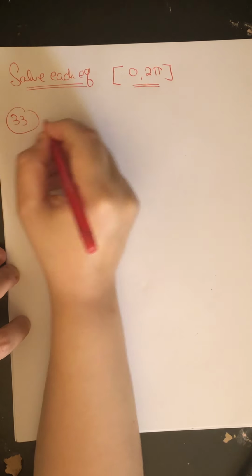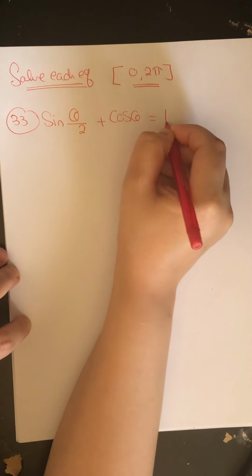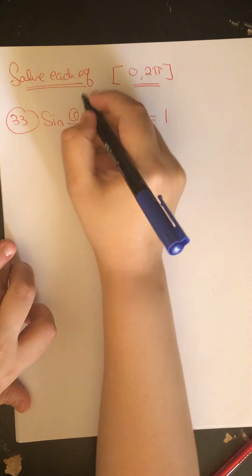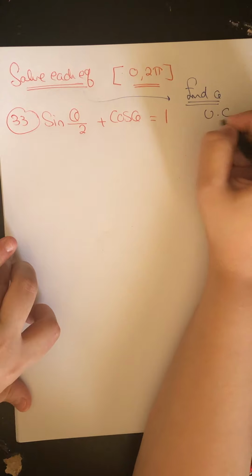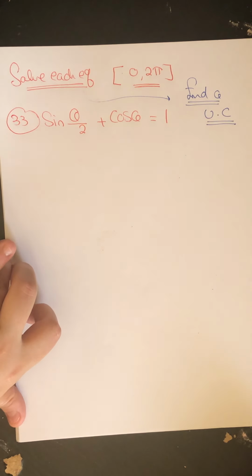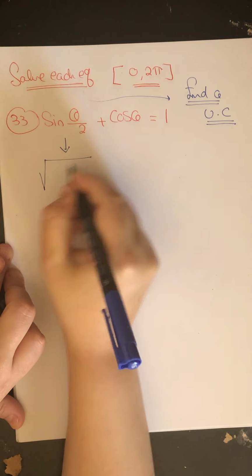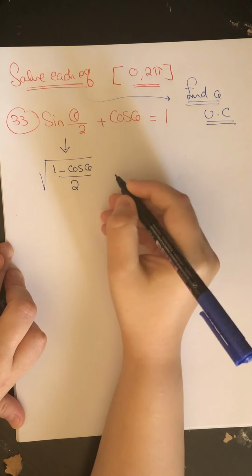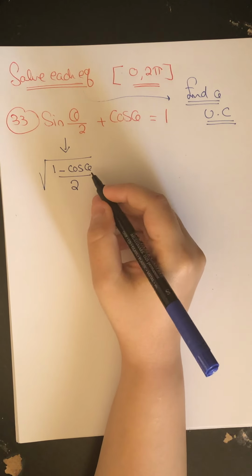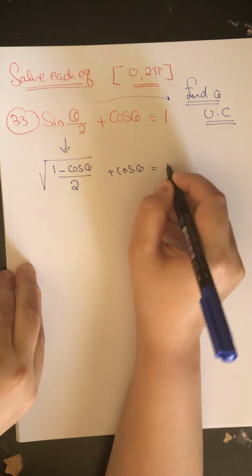Question 33 is asking me for sine of theta over 2, plus cosine theta, equals 1. As I said, when they say solve, it means find theta, and you will need to refer to the unit circle at the end. Okay, so what shall I do? This is a half angle identity that I know. It is root of (1 minus cosine theta) over 2. Here I don't care about plus and minus anymore. It's just root of (1 minus cosine theta over 2) plus cosine theta equals 1.